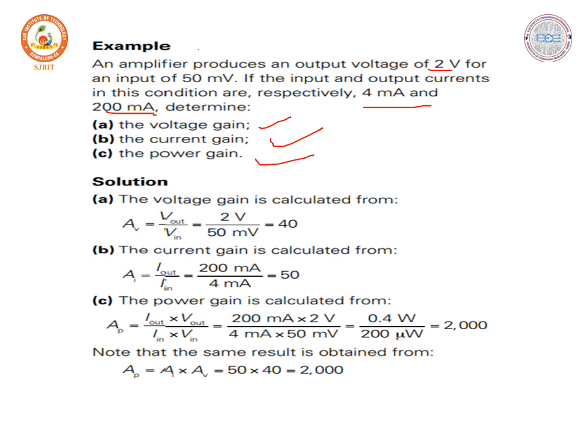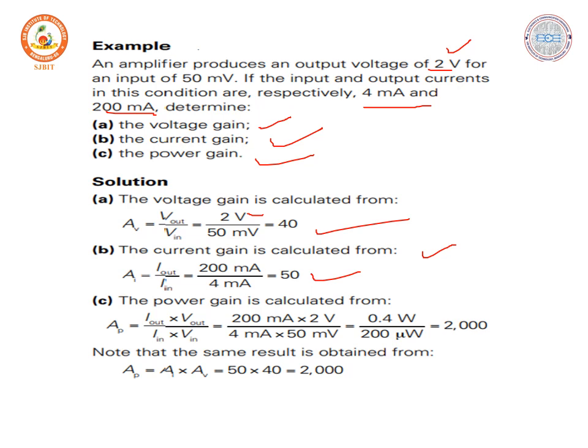We already discussed in the last slide what voltage gain, current gain and power gain are. AV is output voltage by input voltage, Vout by Vin. Vout is 2 volts, already given, and Vin is 50 millivolts, so the voltage gain AV is 40. The second parameter to consider is the current gain. The current gain is calculated using AI is Iout by Iin. Iout is 200 milliamperes, input is 4 milliamperes, so the current gain is 50.